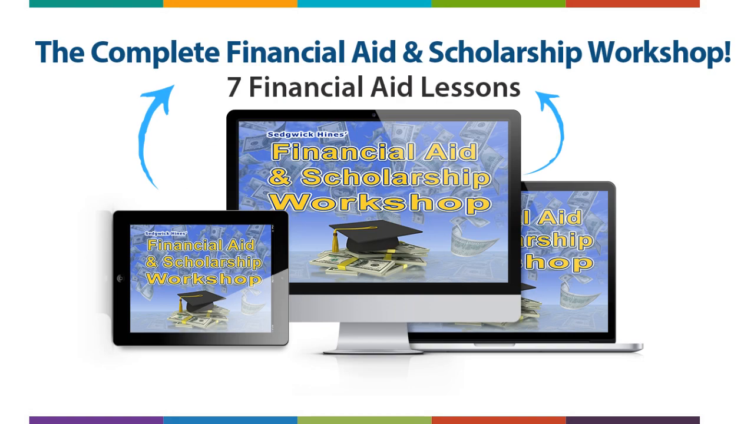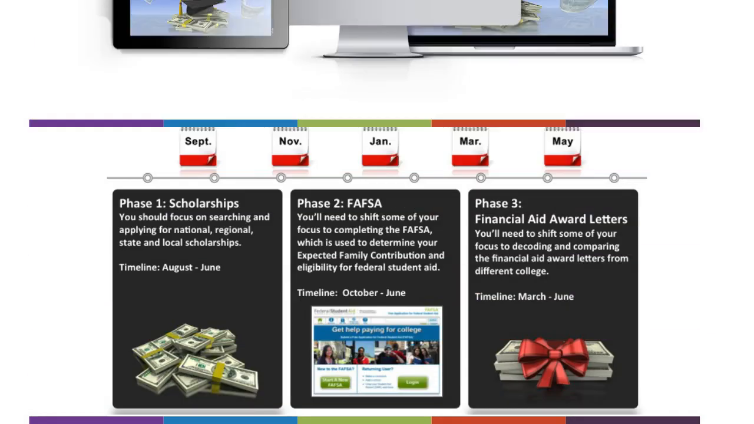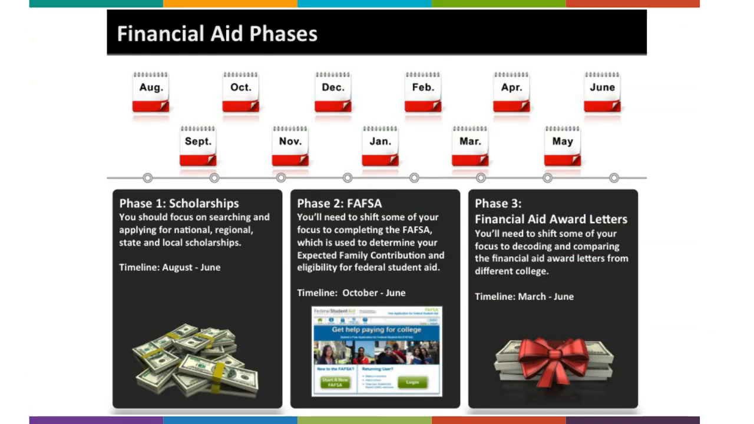The Complete Financial Aid and Scholarship Workshop consists of 7 financial aid lessons, which are divided into 3 phases. The 3 phases are Phase 1, Scholarships, Phase 2, the FASW, and Phase 3, Financial Aid Award Letters. And within each phase, there are several financial aid lessons to help you understand the financial aid process and to help you search and apply for scholarships.